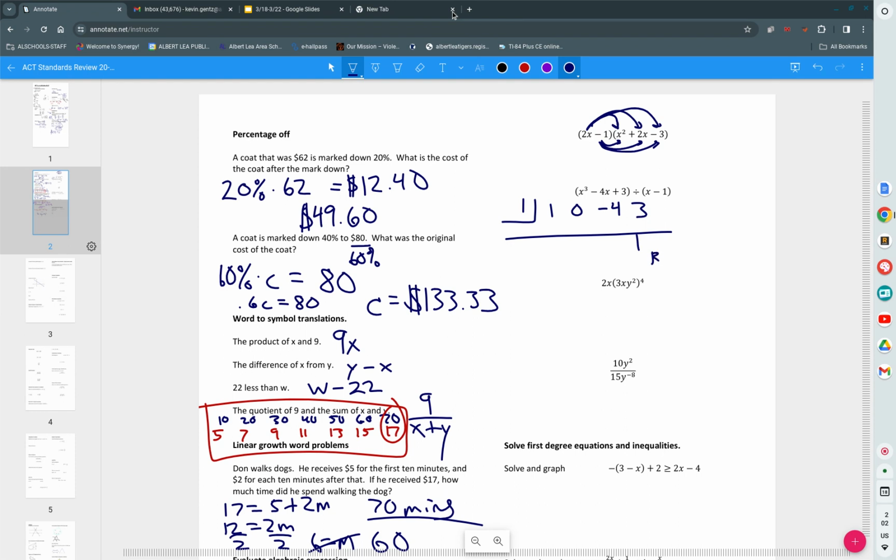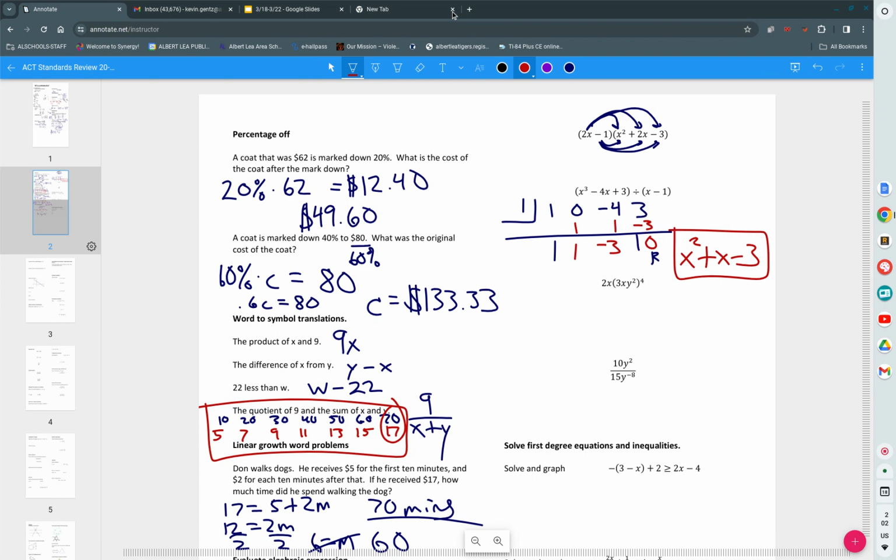I go ahead and I drop this 1 and then I multiply. 1 times 1 is 1. I add and I get 1. 1 times 1 is 1. Add and I get negative 3. 1 times negative 3 is negative 3. Add and I get 0. So it looks like we would have x squared plus x minus 3 is our result.